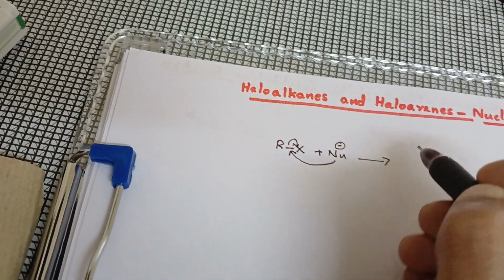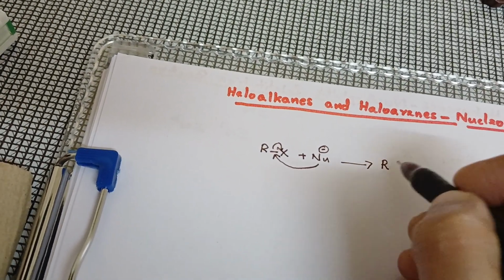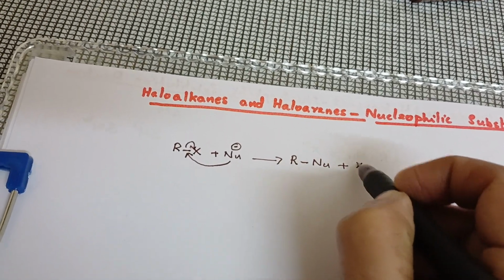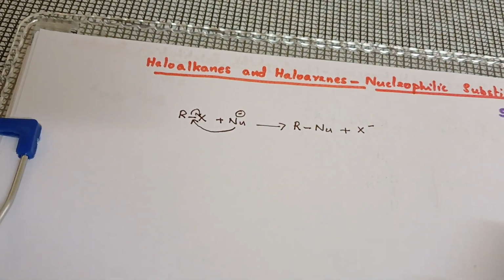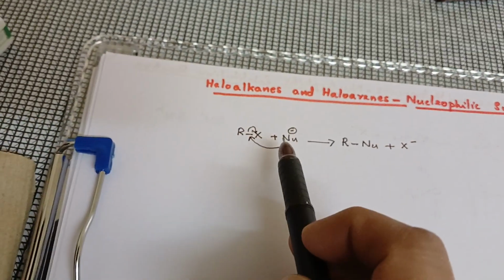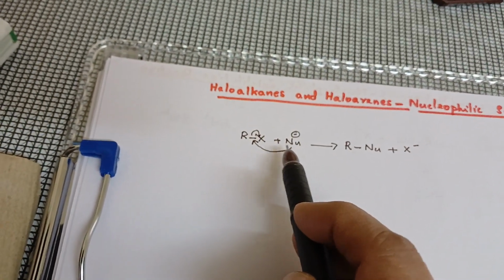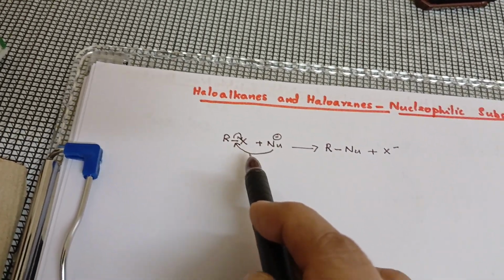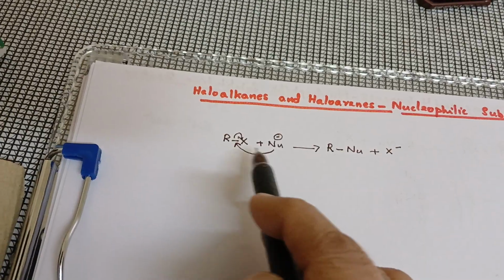So as a result you will have a product like Nu-R plus X minus, the halogen as the halide ion. So since the nucleophile is substituting the halogen, it is called a nucleophilic substitution reaction.